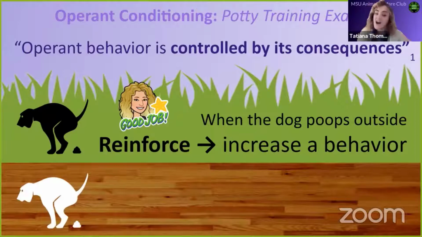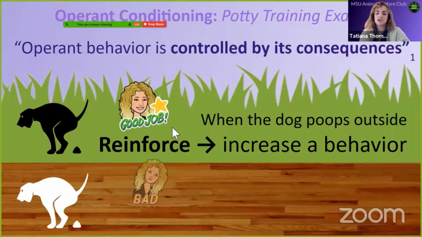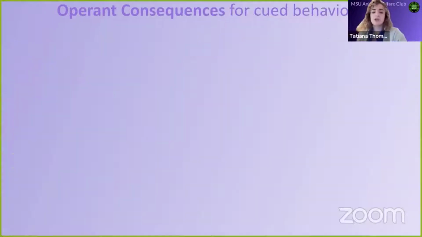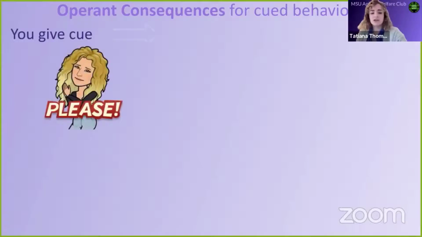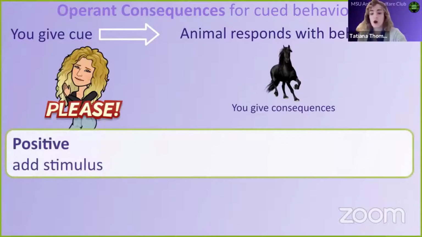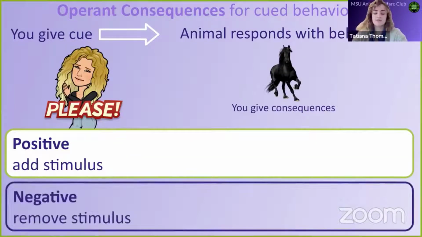If the dog gives the undesired behavior of pooping inside, we are going to punish that behavior to decrease its incidence. It's important to remember that it's only reinforcement or punishment if the animal perceives it that way, and it does, in fact, do the desired consequence to the behavior. If you give an animal a cue, it responds with the behavior, and you can give two types of consequences. One is positive consequences, in which you're adding a stimulus, and the other is negative consequences, in which you are removing a stimulus.